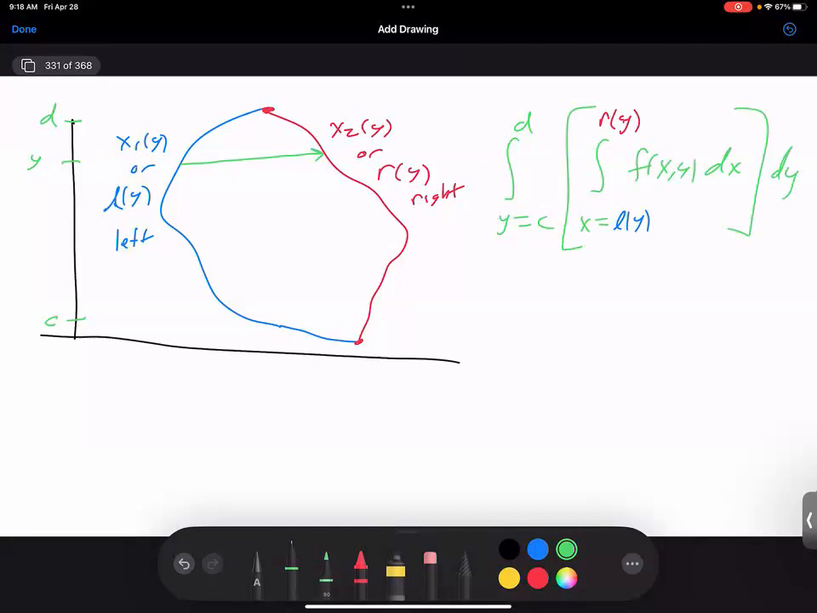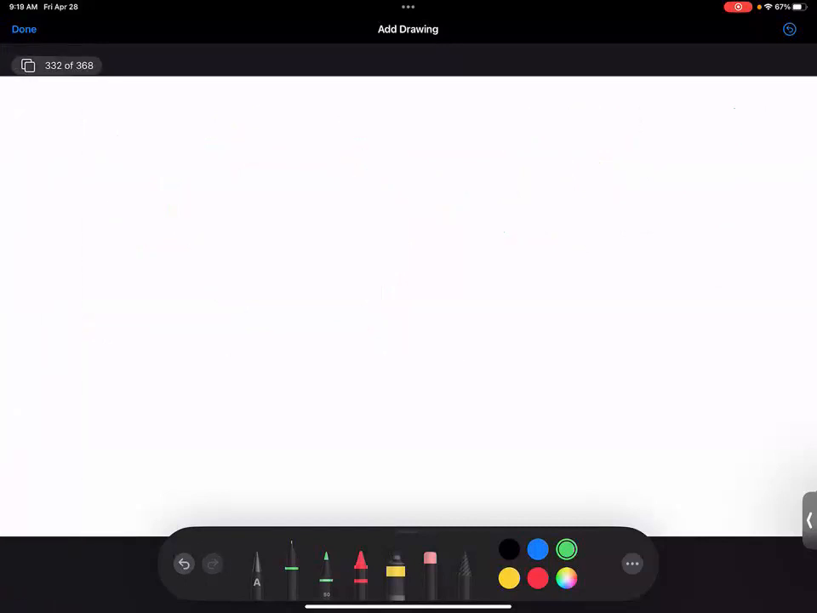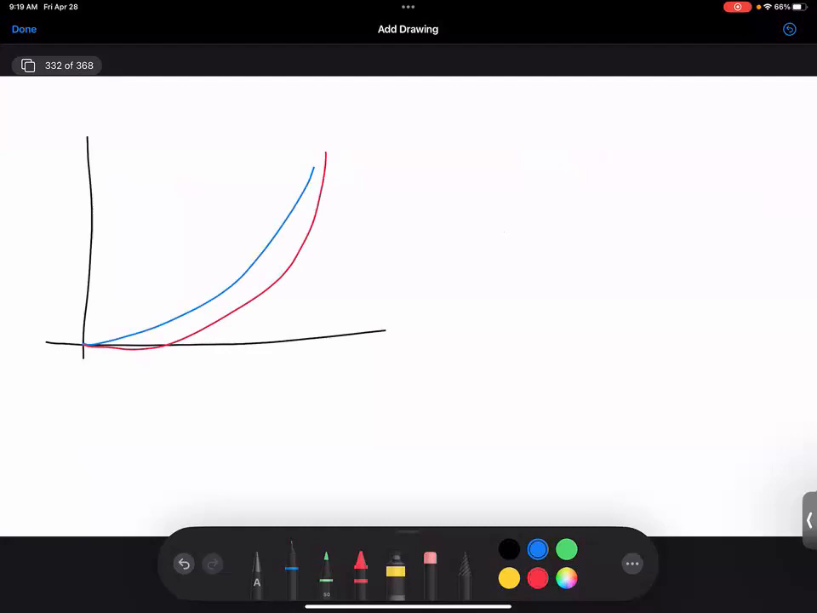You have to know what the functions are. So for example, let's say I give you two functions. The blue is going to be y equals x squared, and the red is going to be y equals x cubed. I'm going to plot them. They intersect at 0. Where else do these two curves intersect? At 1.